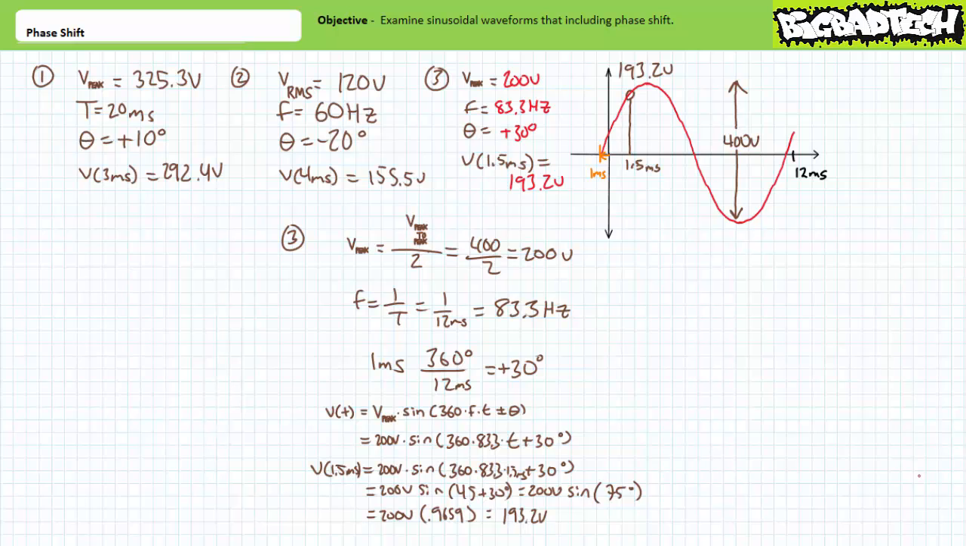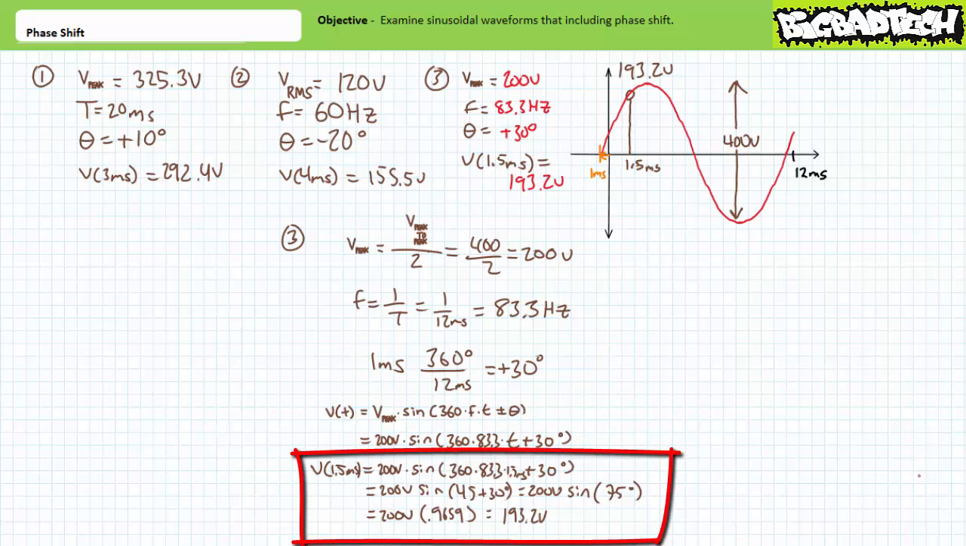If the whole waveform completes a 360 degree cycle in 12 milliseconds, it makes sense that 1 millisecond to the left is 1/12 of 360, or a positive 30 degree phase shift. The general expression results in V of t being equal to 200 volts times sine of 360 times 83.3 times the time of interest plus 30 degrees. Substituting 1.5 milliseconds into our expression results in an output voltage of approximately 193.2 volts, as this illustrated operation shows.